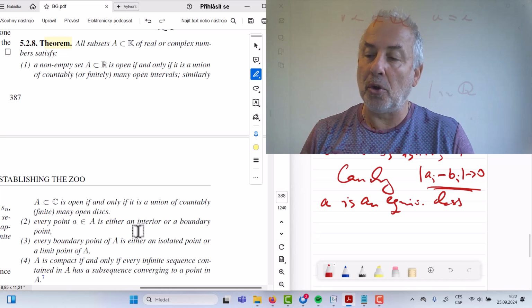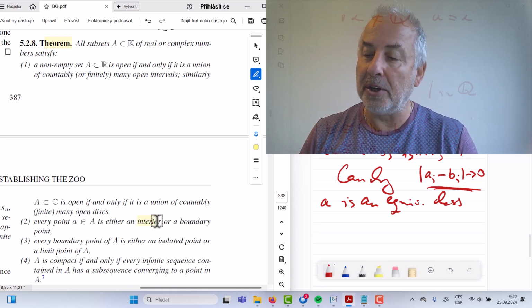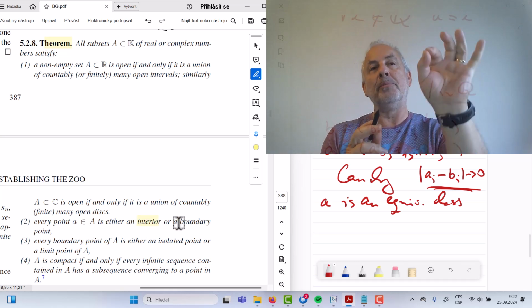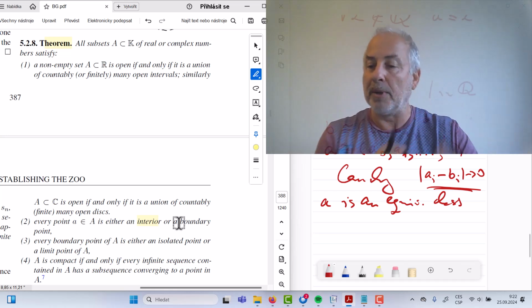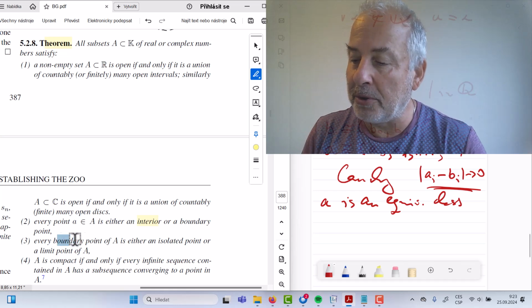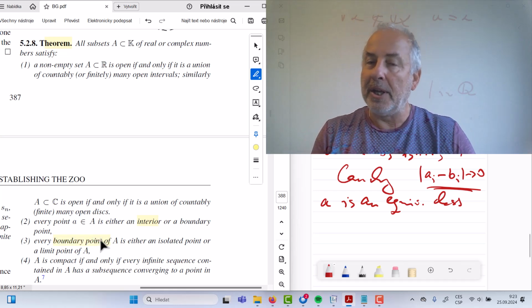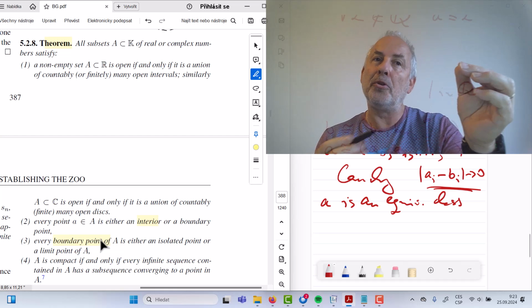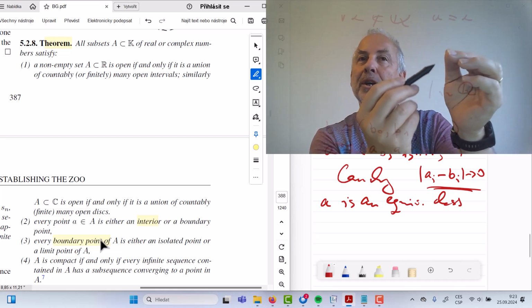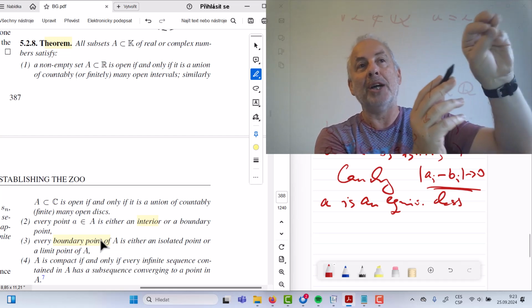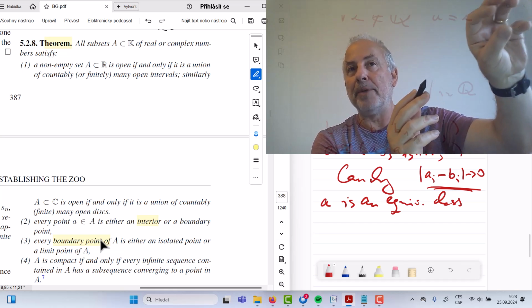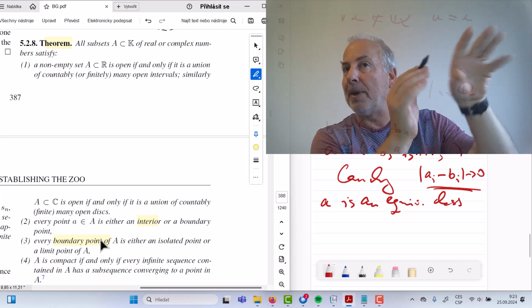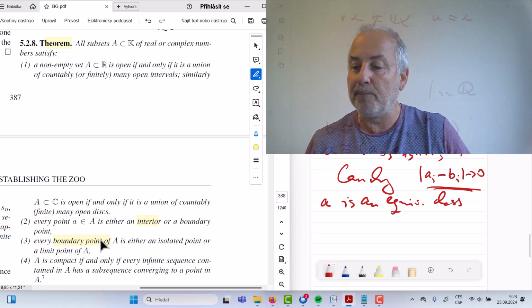Every point is always either inside or at the boundary. Boundary means that in each neighborhood there are points from both A and its complement, right? Every boundary point is either a limit point, so you can converge to that from inside of A, or it's an isolated point. Isolated point means that there is some neighborhood in which there is nothing else but this point from A.